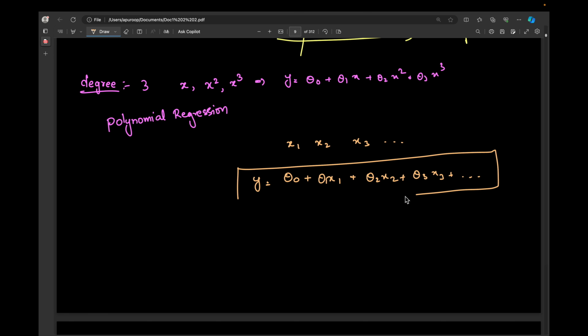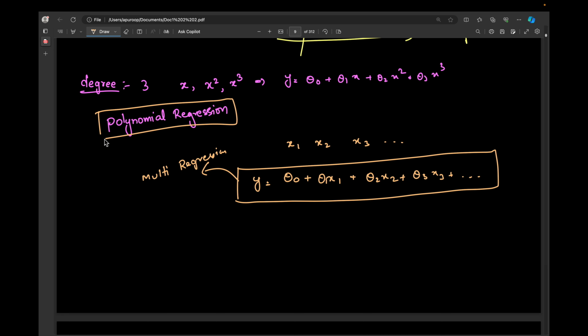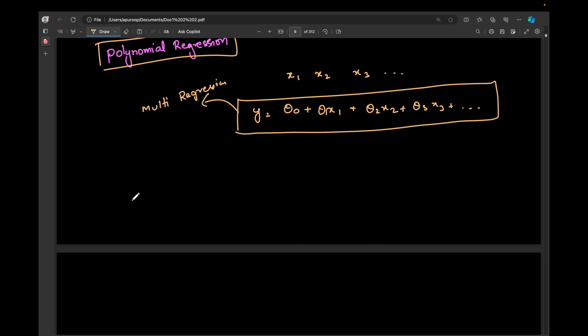And these will be adjusted with the help of the optimizer. And what is our optimizer? Our optimizer is some gradient descent algorithm. And this we call multi-regression. So multi-regression is having multiple features. So this is multi-regression, and having higher degree features comes under polynomial regression. So now let's quickly understand the combination of multi and polynomial regression.